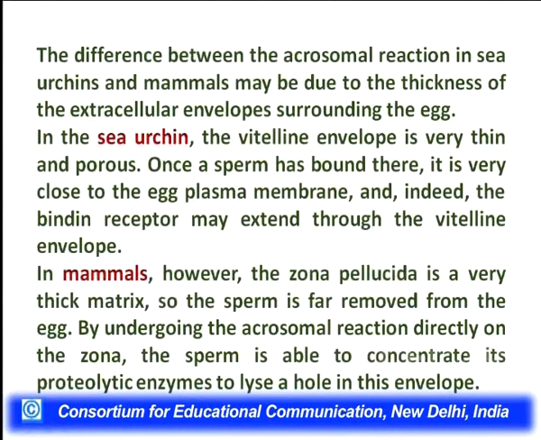it is speculated that because the vitelline envelope is quite thin and porous, once a sperm is bound there, it is very close to the egg plasma membrane, and therefore the binding receptor can directly extend there. So, the acrosomal reaction actually takes place as soon as it reaches the jelly layer surrounding the eggs. However, in mammals, the zona pellucida is a very thick matrix, so it needs all the enzymes to digest the zona pellucida and finally reach the egg plasma membrane.